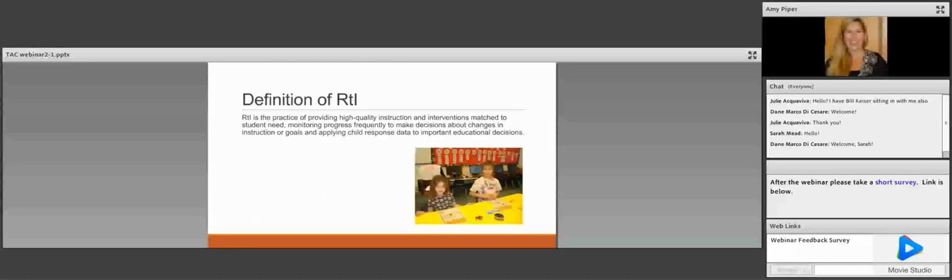This is a definition of RTI that I pulled from the RTI TAC: the practice of providing high-quality instruction and interventions matched to student need. And that's real important and something that even to this day we've been doing RTI for several years. I want to say probably about 8 years, and we still struggle in really ensuring the interventions that we choose for students match student need, that we monitor progress frequently, again matched to the student need, and that we're looking at that data to make decisions about whether or not to change instruction, change the goal, and applying child response data to important education decisions.